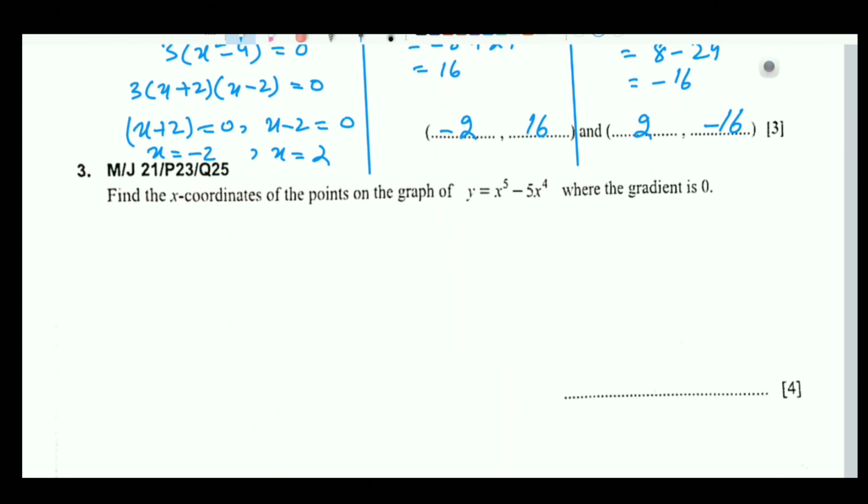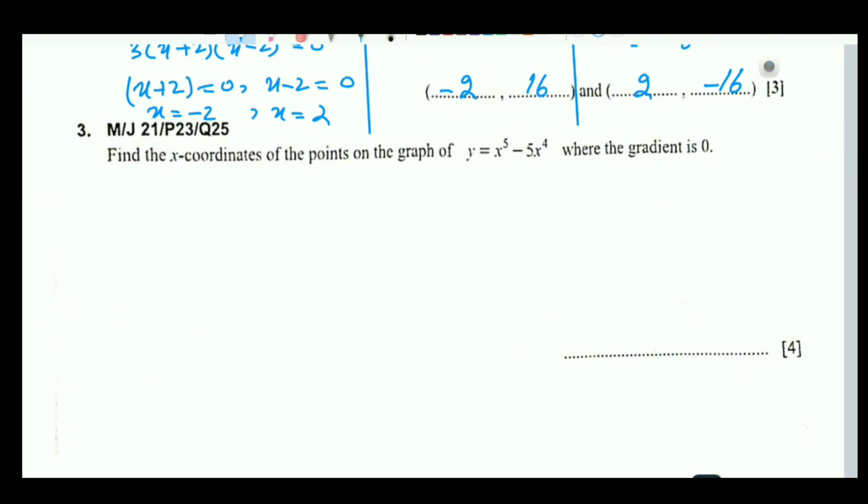Find the x coordinates of the point on the graph of y is equal to this and where the gradient is 0. So here the gradient is 0, it means gradient is dy over dx. As you know, gradient is dy over dx and it is 0. So first of all we will find the differentiation, because gradient means dy over dx.